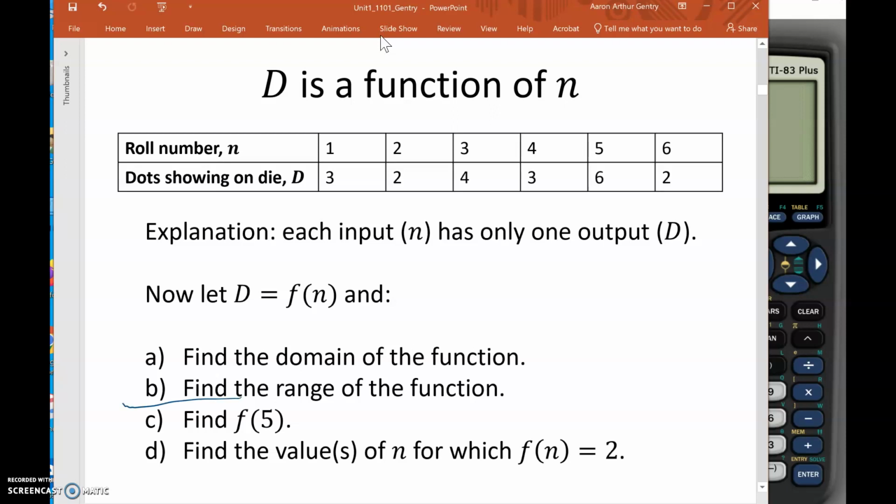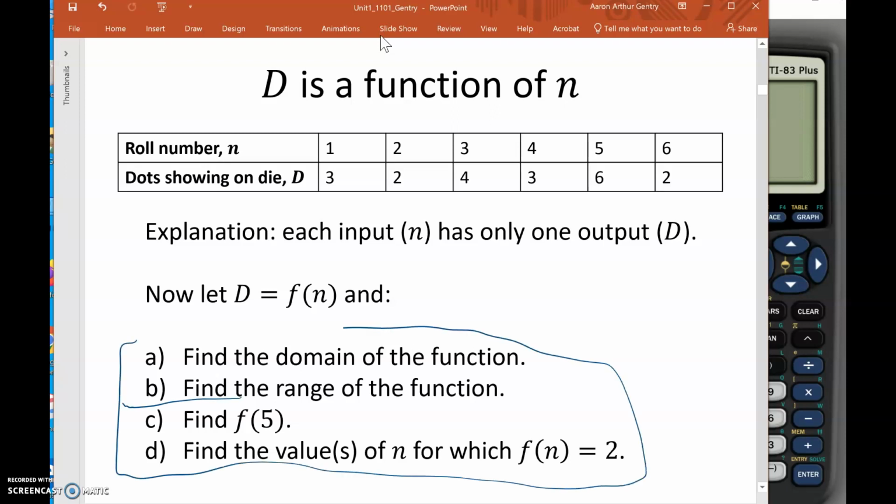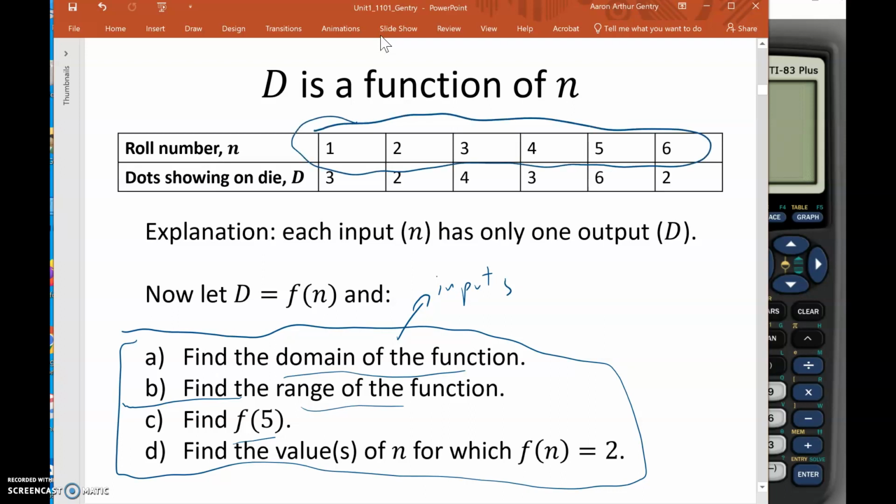Furthermore, let's look at some questions about this. Let's find the domain of this function and the range of the function. Let's evaluate the function at a given input. And then part D here, let's find the values of n for which the function equals 2. Okay, so that's quite a bit to do. So let's dive in. First, finding the domain. So the domain of this function, that's the set of inputs. And it's easy enough for me to circle them. This is them right here. That's going to be my domain.